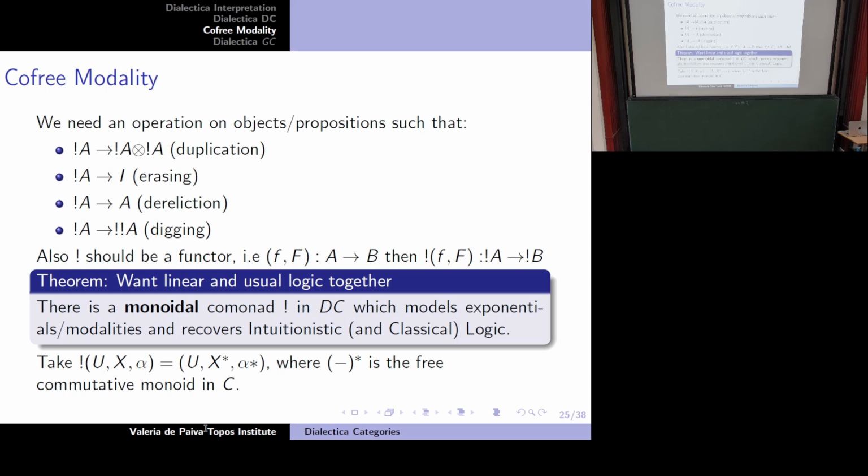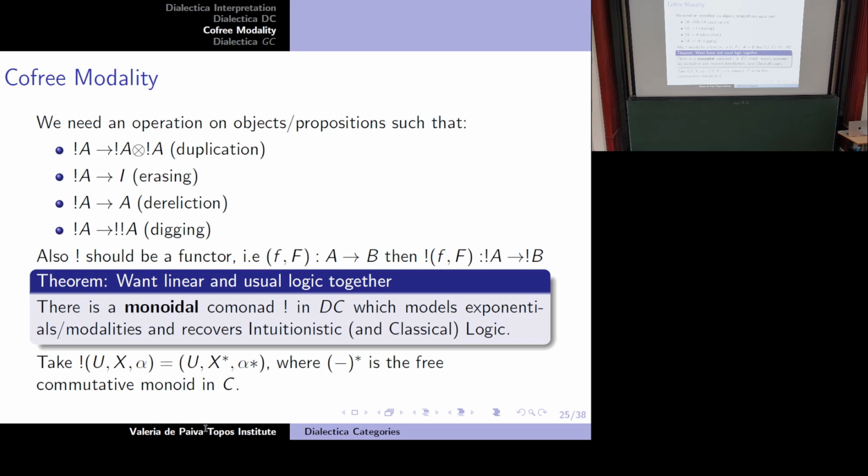One is that you can always go back to A, and the other one is what some people call digging or promotion, because you can always take bang A and it goes to bang bang A. And of course, because we are doing category theory, you want this to be a functor. So you want, given any map of this shape between A and B, to be able to apply the functor to it and get something like that. And the thing that's very beautiful about this work is that there is an obvious way of finding a bang that does all that you want.